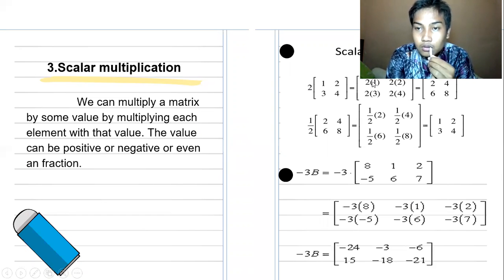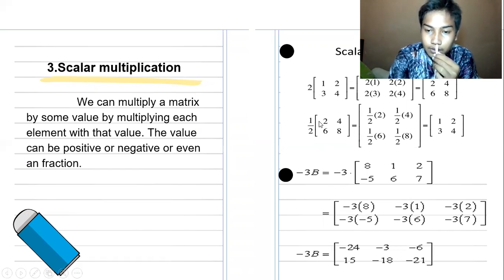And if you want to solve it, it is 2 by 1 and 2 by 2, 2 by 3, and 2 by 4. This is the result, and it's the same with the fraction. And for the negative, you need to multiply the value with the matrix's elements.